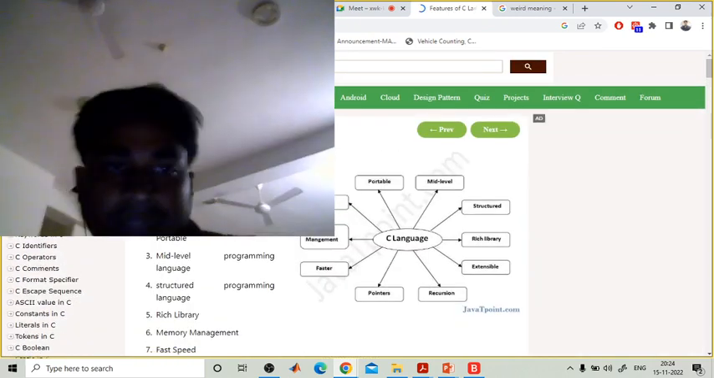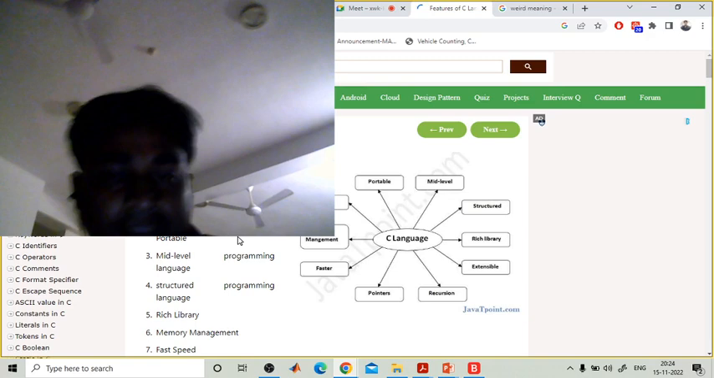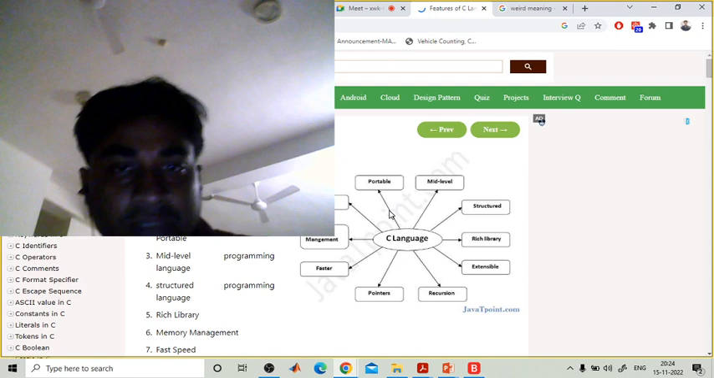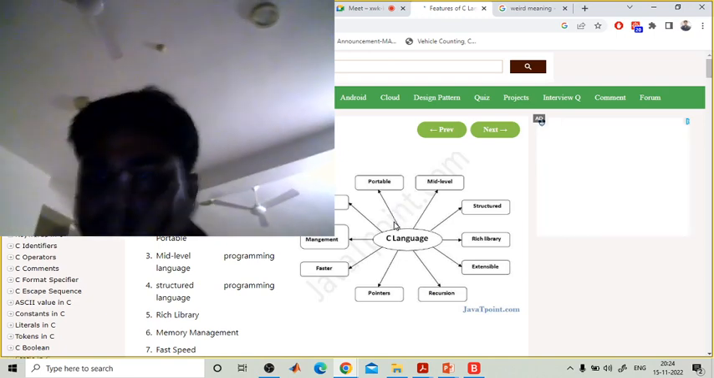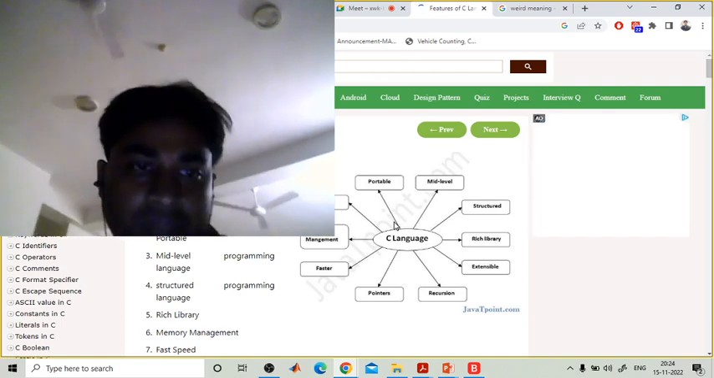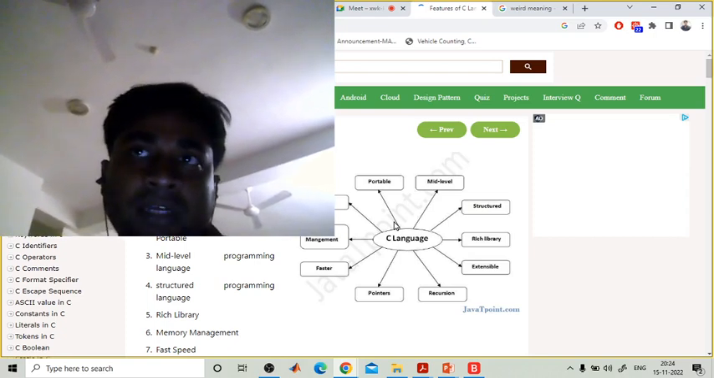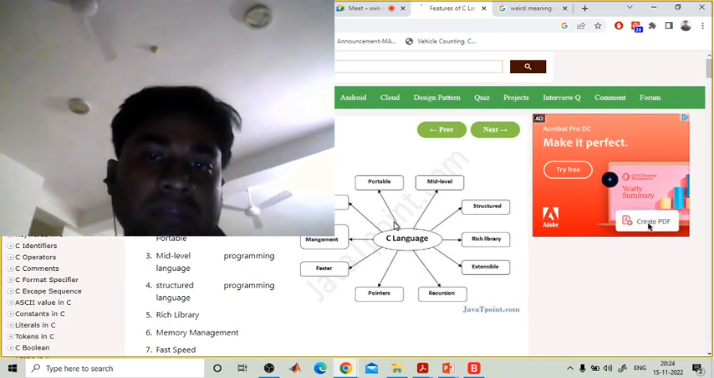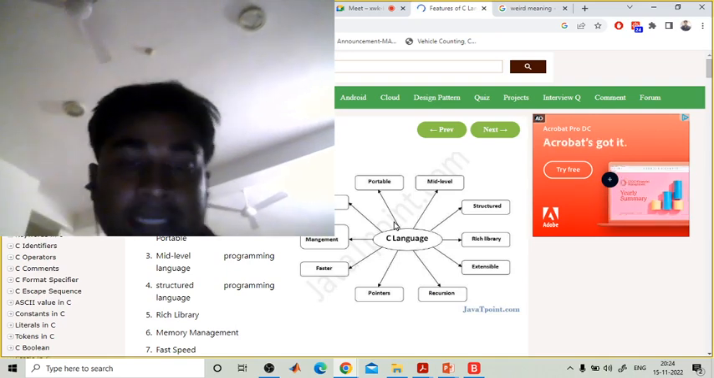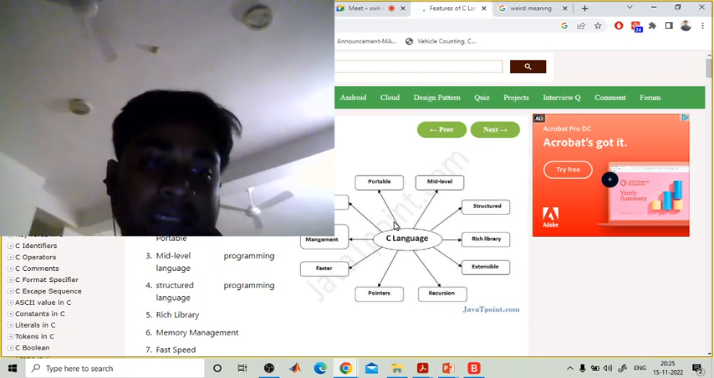What are the features of the C programming language? That is already told to you: it is machine independent and portable. It is very simple to write. It is called a mid-level programming language, also high-level programming language, because it supports both low-level and high-level programming concepts. It can be used to develop system software, or high-level software also. Therefore, this is called the mid-level programming language.